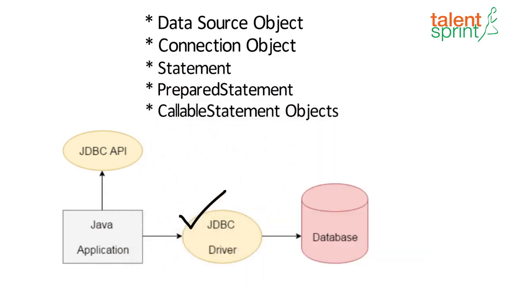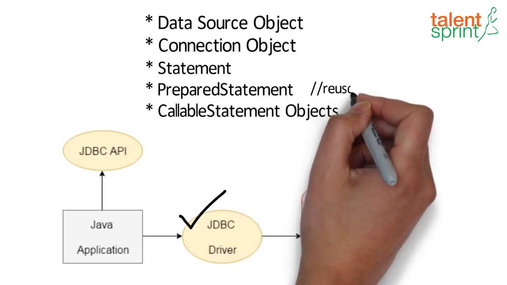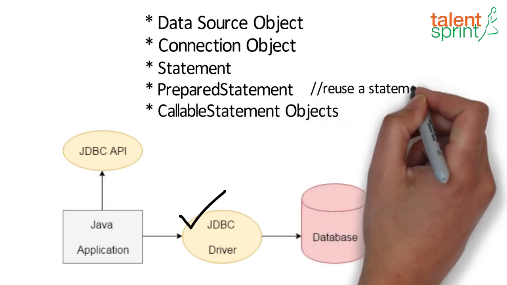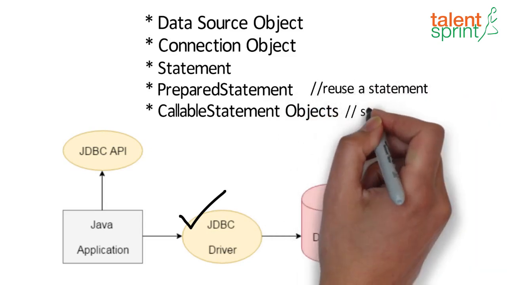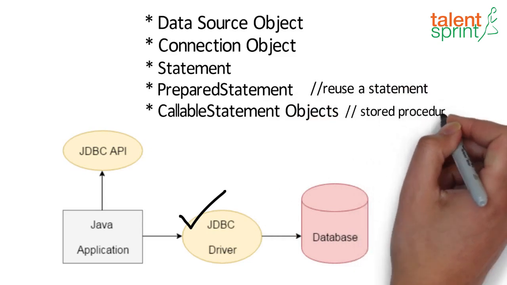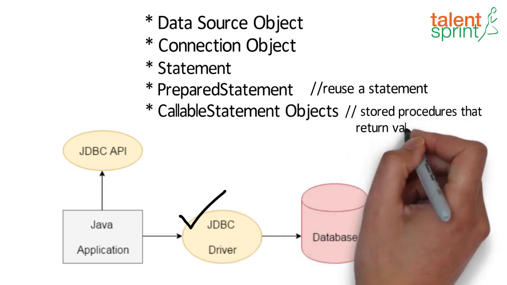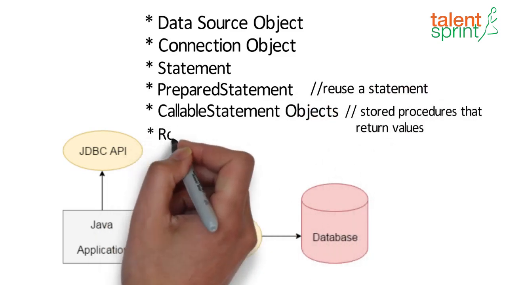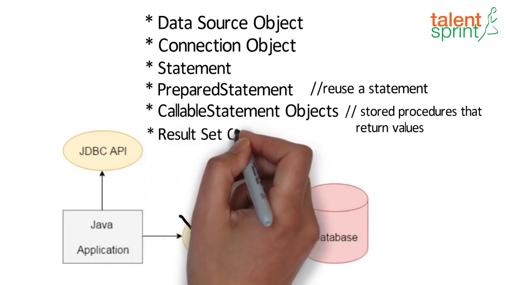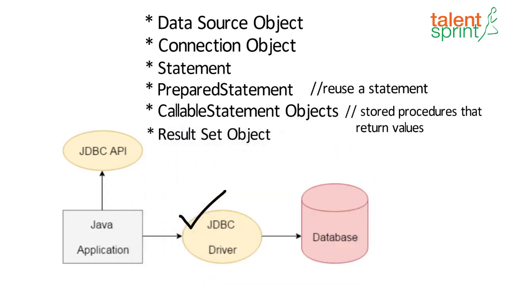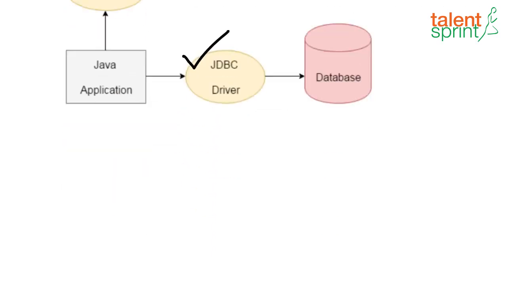A prepared statement object is used when an application plans to reuse a statement multiple times, and a callable statement is used to call stored procedures that return values. A result set object contains the results of a query. A result set is returned to an application when a SQL query is executed by a statement object.